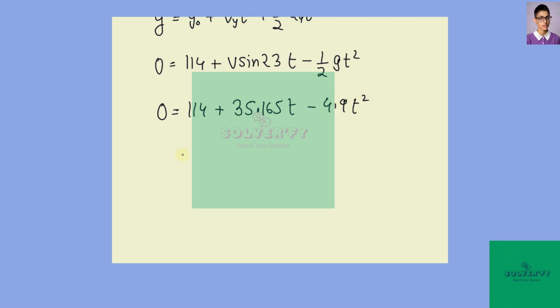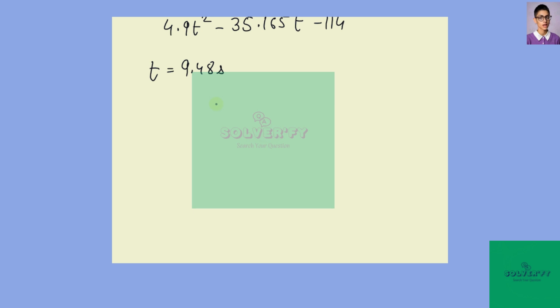Now this is a quadratic equation and we can solve it. So this becomes 4.9 t squared minus 35.165 t minus 114. If we solve this we will get t as 9.48 seconds, using t equals minus b plus or minus square root of b squared minus 4ac upon 2a. The other time will be negative, which we will not consider.